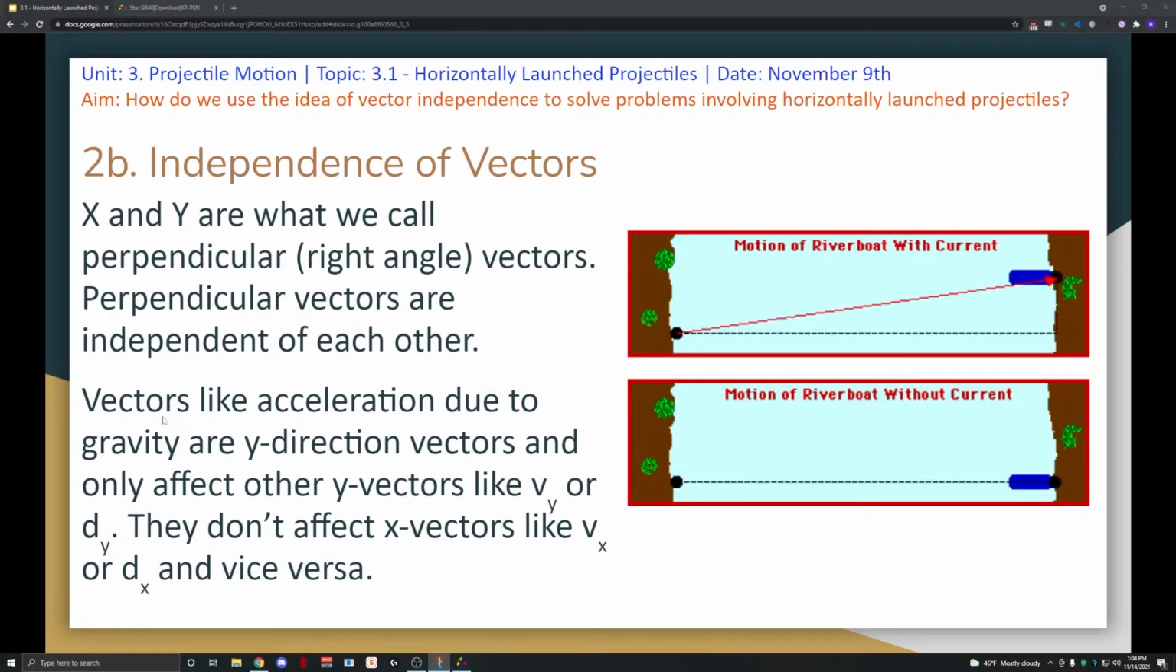So acceleration due to gravity only affects your y direction. Y vectors do not affect x vectors and vice versa. No matter how large my x vector is, it has no effect on my y vector. Case in point over here in the GIF. Doesn't matter whether I moved up or down, I still crossed the same horizontal distance in the same amount of time. This is something you have to get used to.